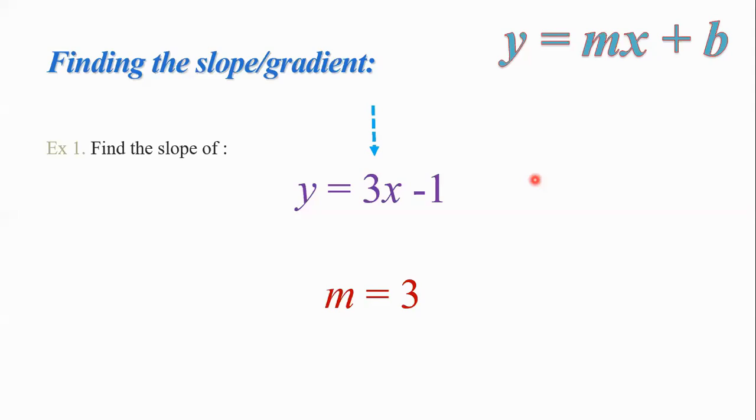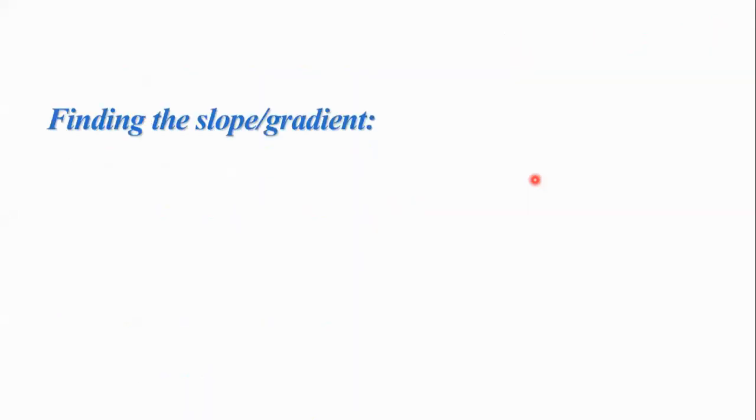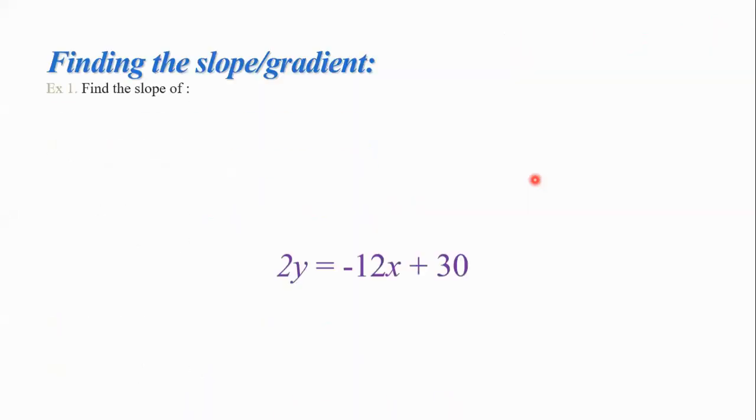Okay, let's look at another example. Let's find the slope of 2y equals negative 12x plus 30. Is this example in the slope-intercept form?